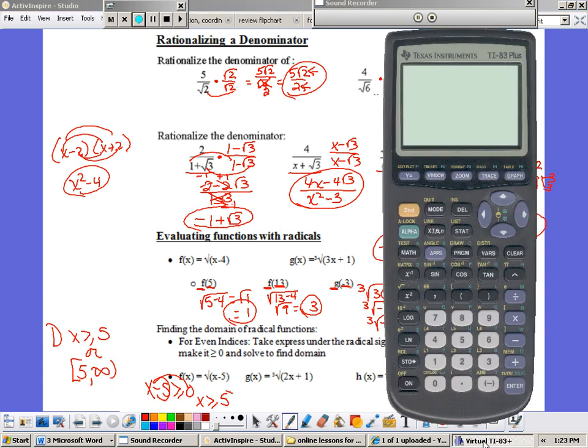Now let's graph it and see if that makes sense. Y equals, clear that out, the square root, starts with my parentheses, x minus 5, graph it. Now see how it starts at 5 and it goes to infinity? That would be my domain.